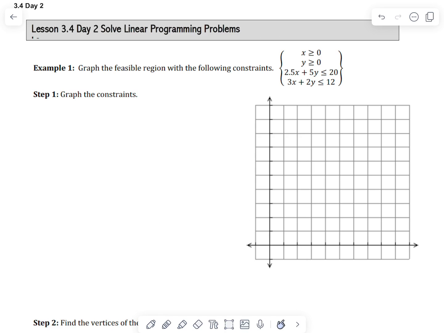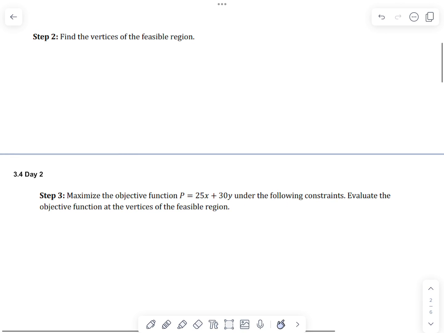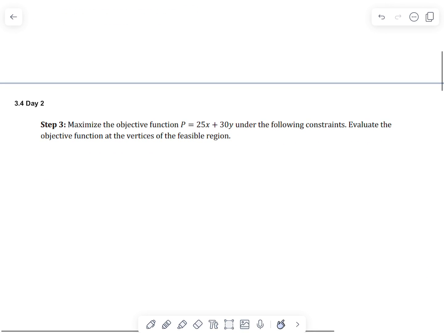This is a system of linear inequalities that we're going to graph. Find the constraints, vertices, and then substitute it into our profit equation.